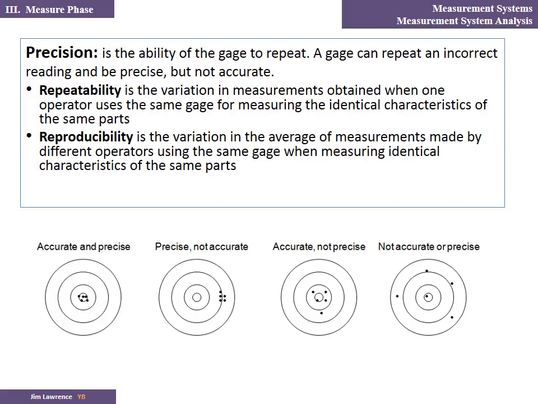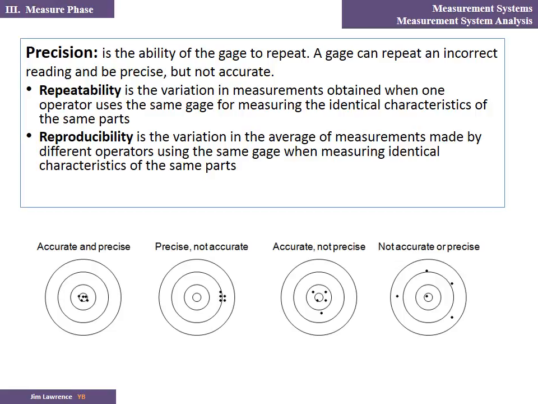Precision is the ability of the gauge, or the measurement device, to repeat. A gauge can repeat an incorrect reading and be precise, but not accurate. Repeatability is the variation of measurements obtained when one operator uses the same gauge for measuring the identical characteristics of the same parts. Reproducibility is the variation in the average of measurements made by different operators using the same gauge when measuring identical characteristics of the same part.